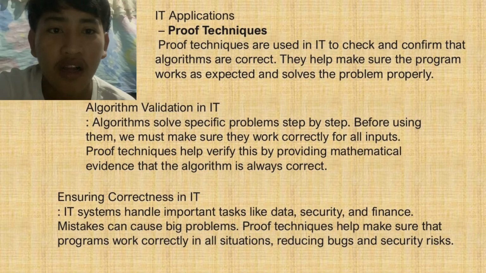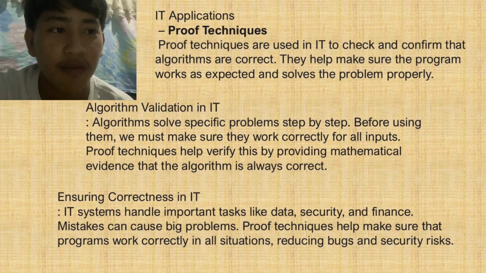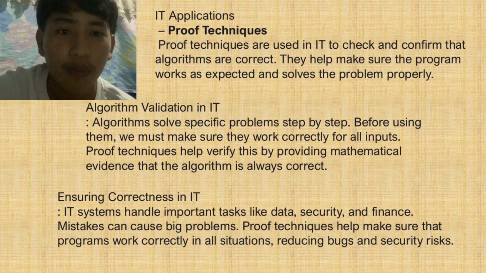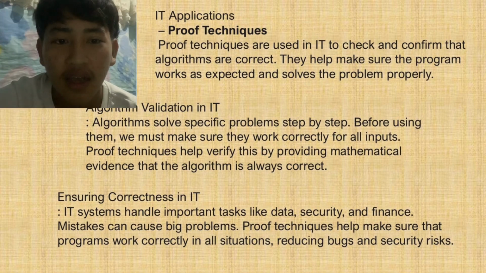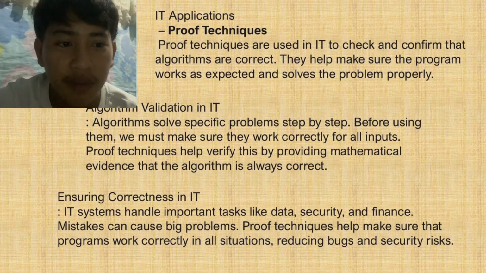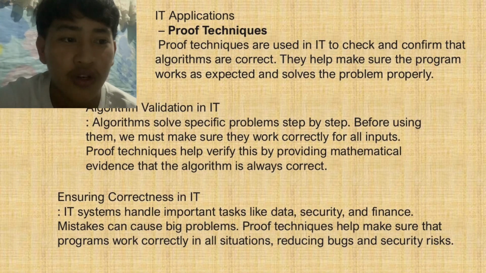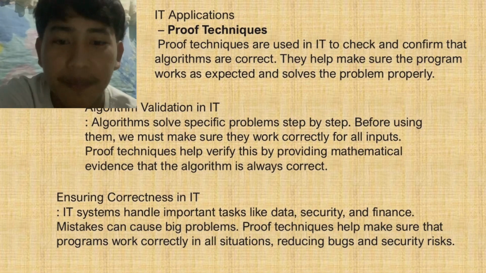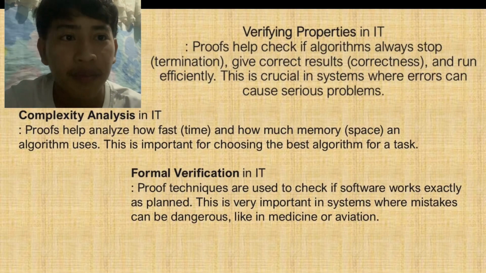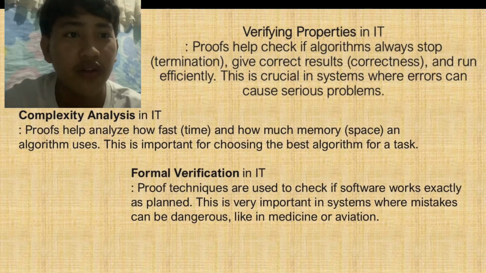Algorithm validity in IT: an algorithm solves specific problems step by step. Before using them, we must make sure they work correctly for all inputs. Correctness matters because IT systems handle important tasks like data, security, and finance. Mistakes can cause big problems. Proof techniques help make sure that programs work correctly in all situations, reducing bugs and security risks. Verifying properties in IT: proofs help check if algorithms always stop (termination), give correct results (correctness), and run efficiently.